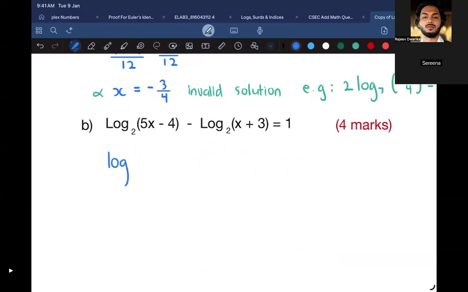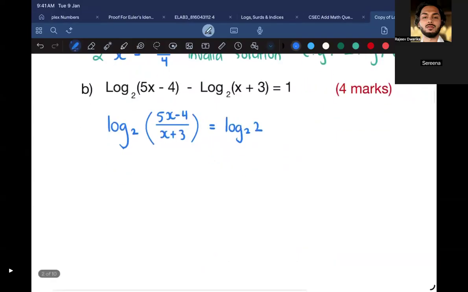So that would be log base 2 of (5x minus 4) all over x plus 3, equal to... I would change 1 to log base 2 such that we have the same base. So we have one log on either side, and now we can drop the logs. That would be 5x minus 4 all over x plus 3, right? And that would be equal to 2.